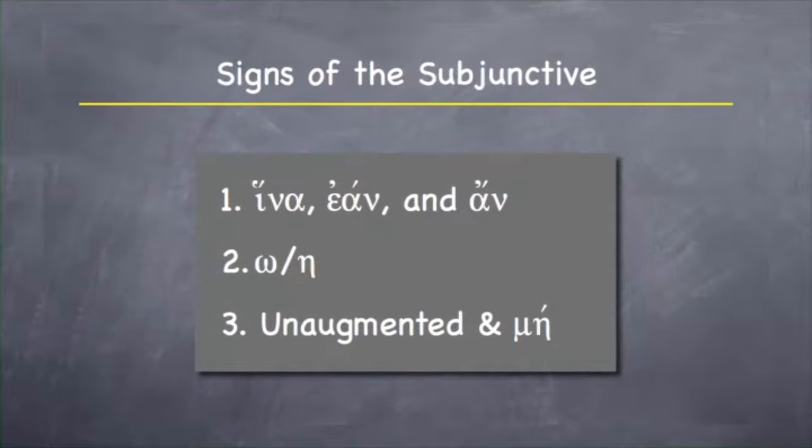As far as the signs of the subjunctive are concerned, whenever you see hina, ean, or an, go looking for a subjunctive. Secondly, the subjunctive will have the lengthened connecting vowels. And thirdly, the signs that you are outside of the indicative system are the unaugmented aorist tense stem and me. They don't necessarily indicate it's a subjunctive, just that you're outside of the indicative system. So there you go. That's it for the subjunctive. There's only 2 words to learn in this chapter, so vocabulary is really easy. And have fun in the workbook.